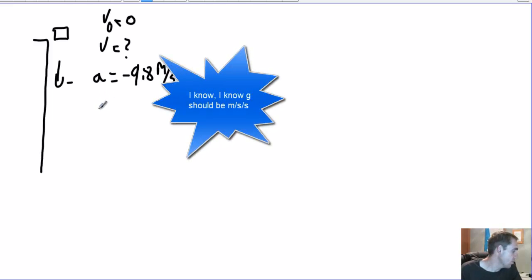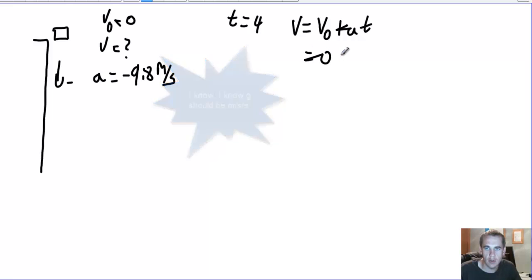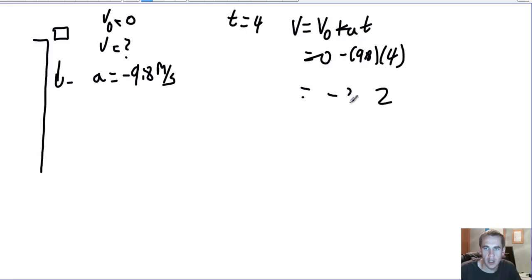Okay, and it says for part A, what is the velocity of the brick after 4 seconds? So at t equals 4 seconds, I'm supposed to find v. So v equals v naught plus at. So this just equals 0 minus 9.8 times 4, which equals negative 39.2 meters per second. Okay, so it's falling down at 39.2 meters per second.